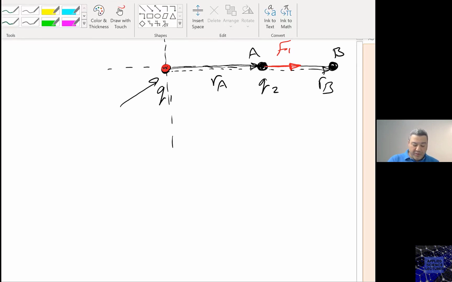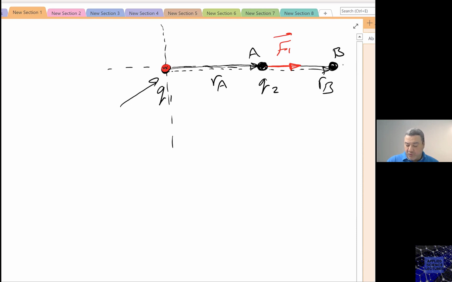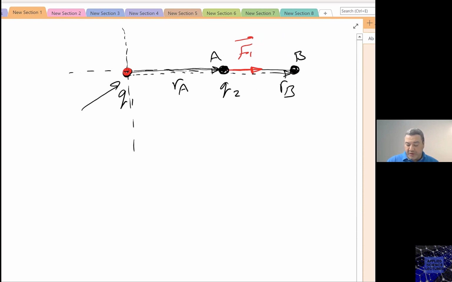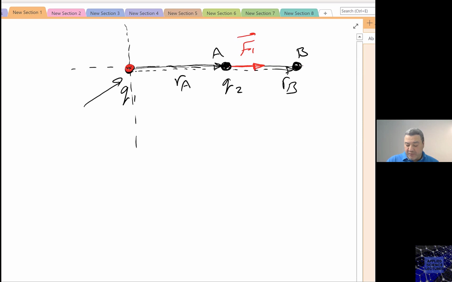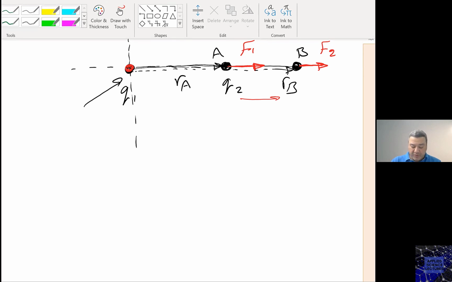Now there will be a force due to Q1, but this force is going to be less than F1. Let me put the force here. I'll call this one F2. So the force is going to become smaller and smaller once this Q2 moves from this location to that location. Along this path, there was work that has been done. However, because the force is not uniform, I have to do the integration.